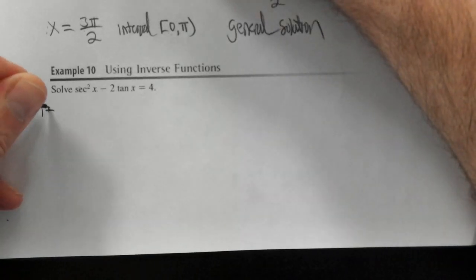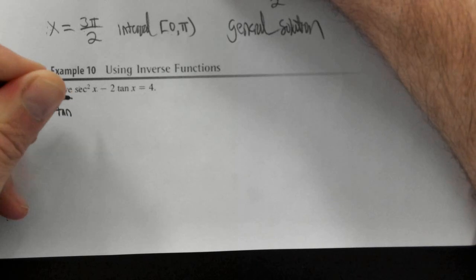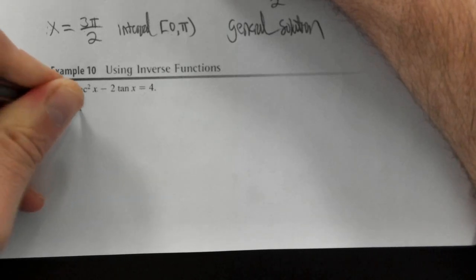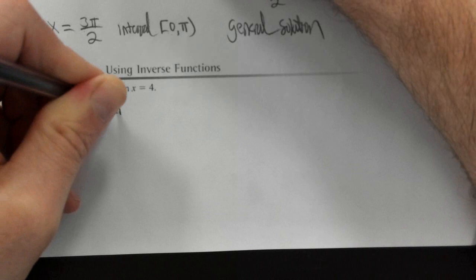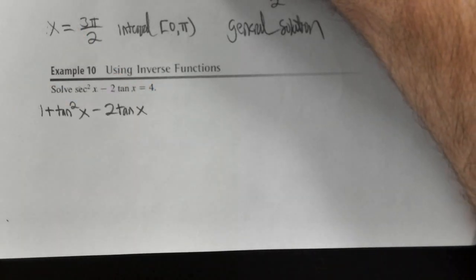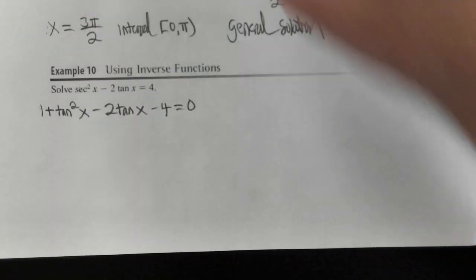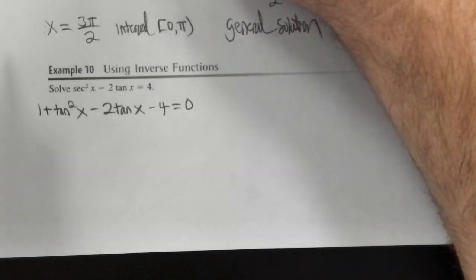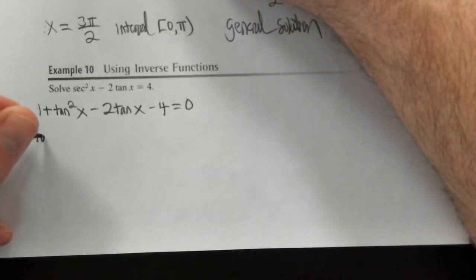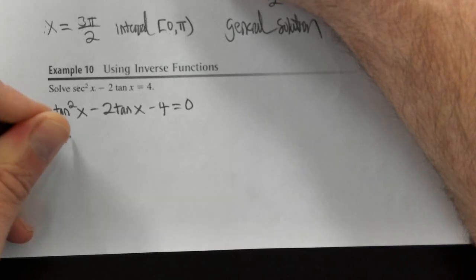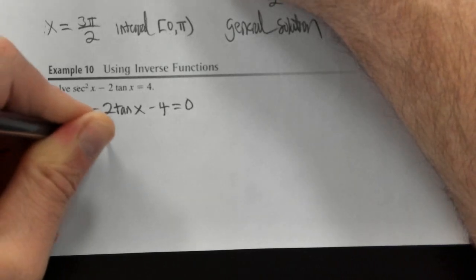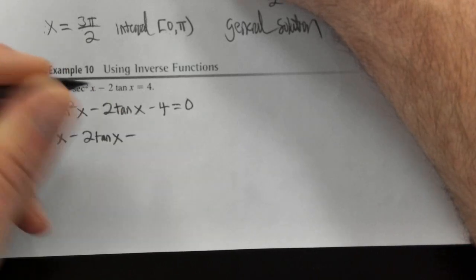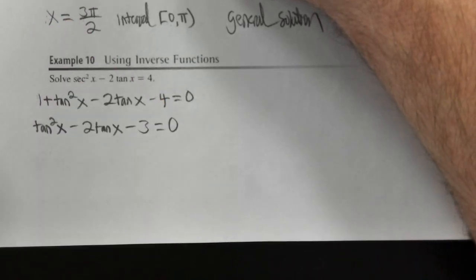So that'll be 1 plus the tangent squared of x minus 2 tangent of x. Go ahead and bring the 4 over, make it minus 4 equals 0, because that's the next thing that we'll need to do anyway. And we can combine those together, the 1 minus 4. So we'll have tangent squared of x minus 2 tangent of x minus 3, when I combine them, is equal to 0. So we're getting closer.